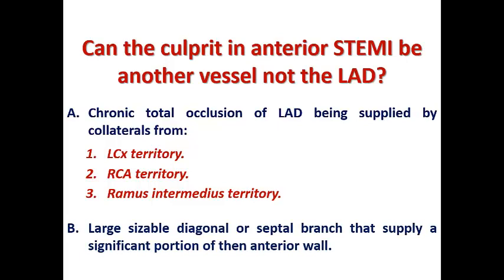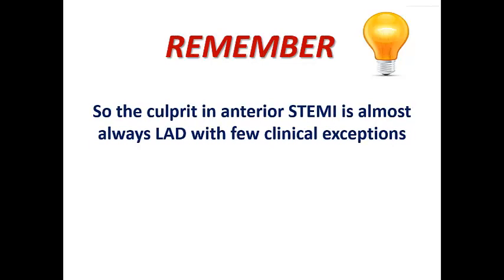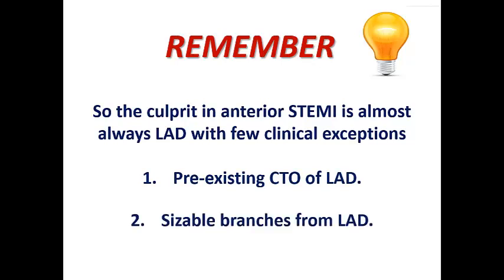And in case of a large sizable diagonal or septal branch, which sometimes occurs as an anatomical variant and supplies a significant portion of the anterior wall, occlusion of the diagonal or the septal branch can result in anteroseptal STEMI, for example. And here the culprit is not the LAD itself, it is a branch of the LAD. So remember, the culprit in anterior STEMI is almost always the LAD, with few exceptions like pre-existing CTO of the LAD or sizable branches from the LAD.